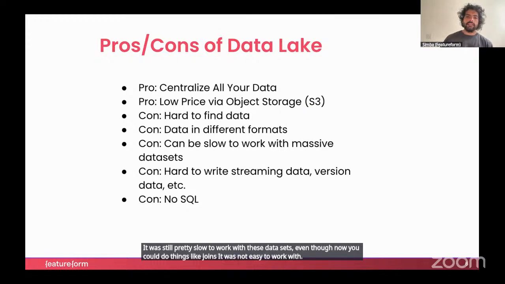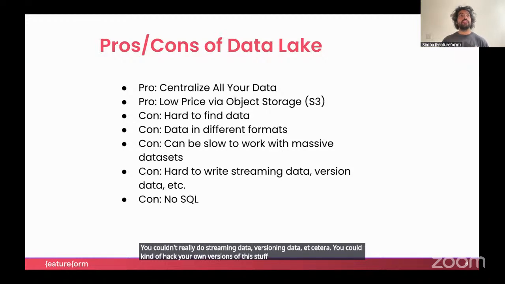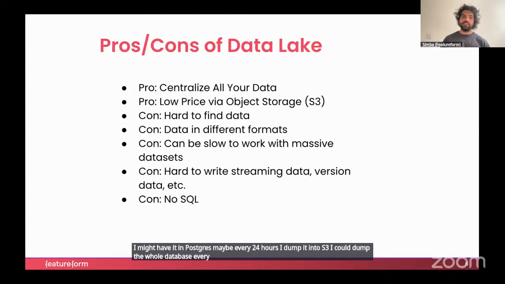You couldn't really do streaming data, versioning data, etc. You could kind of hack your own versions of this stuff on top, but it wouldn't really be the same across your different data sets. For example, if I have transaction data, like what people are buying, I might have it in Postgres. Maybe every 24 hours, I dump it into S3. I could dump the whole database every 24 hours.